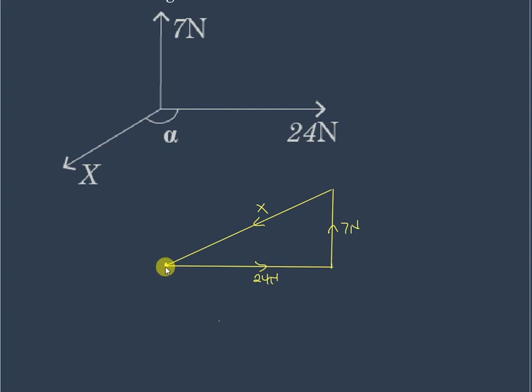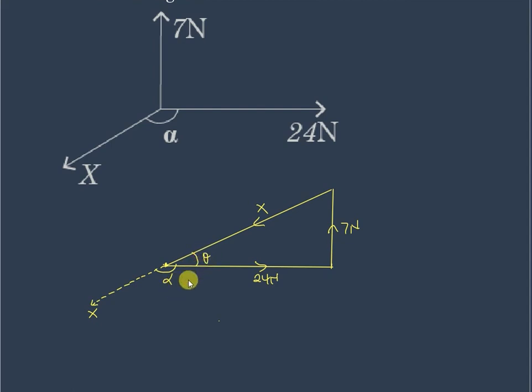We need to extrapolate either the 24, so that all of them are coming towards the point, or we can extrapolate this. That is what we are doing. Extrapolate the x so that you have this angle as alpha. That's the angle alpha. And we can call this other angle theta.